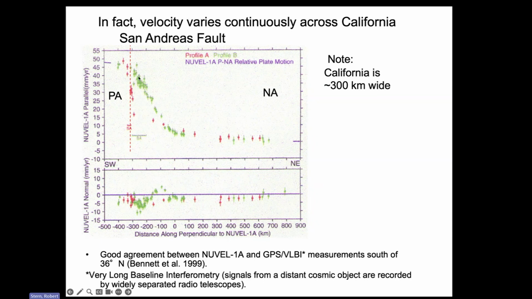These points are GPS determined measurements. So in fact, this strain is distributed across a region that's on the order of 200 kilometers wide between the Pacific plate and the North American plate, and most of it is on the North American plate.